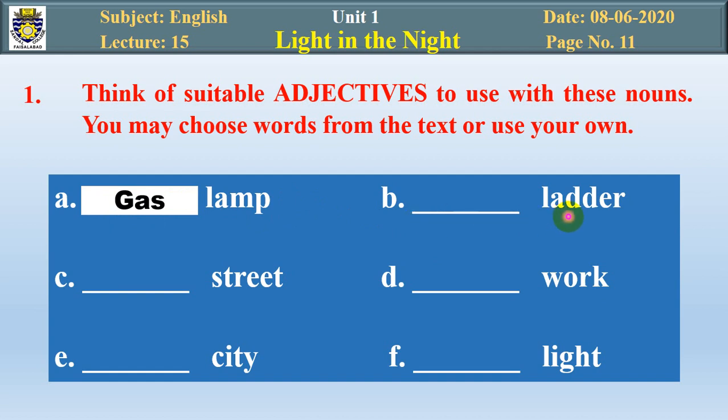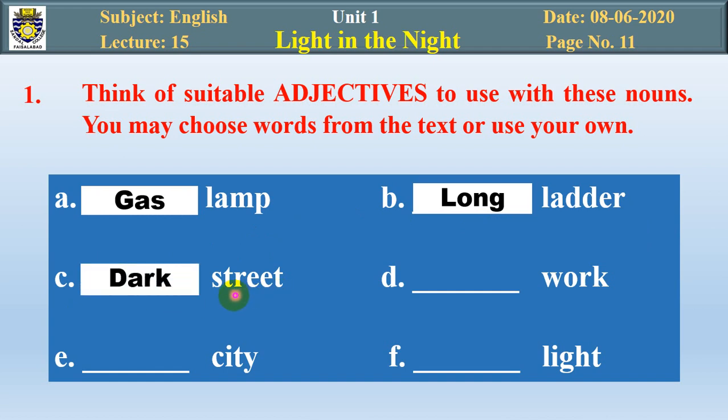Part B, ladder, सीढ़ी को कहते हैं. Here comes the adjective: long ladder. You may also write big ladder, etc. C is street. Here comes the adjective: dark street. You can also write clean street, beautiful street, etc.